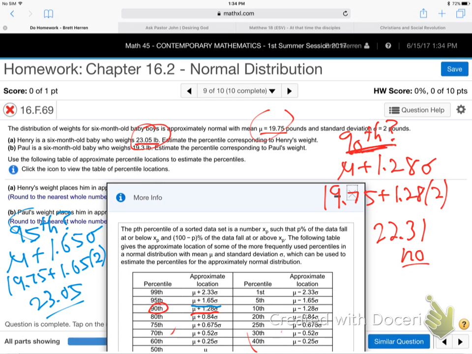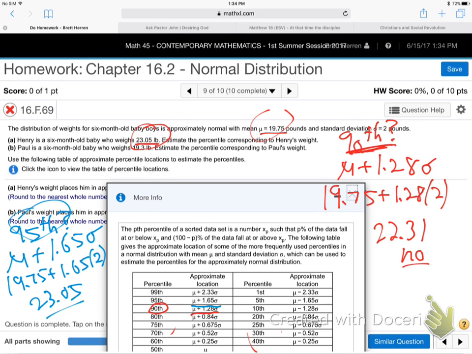Henry is 95th percentile. What does that mean if Henry's weight is at the 95th percentile? What does that mean in real life? Somebody goes to the doctor, and the doctor says our baby's at the 95th percentile. What does that mean? 95% of the babies weigh less, right? Healthy baby. 95% below. Percentile means percent below.